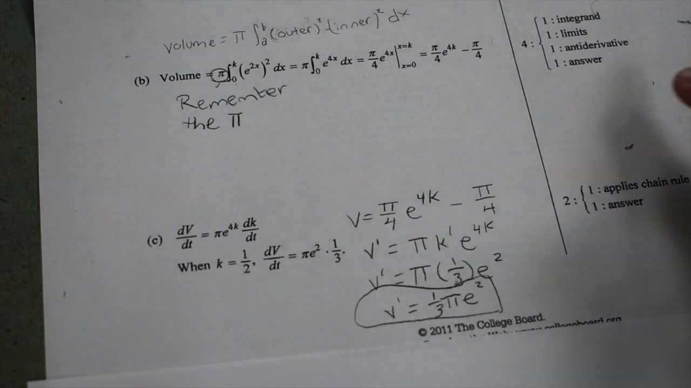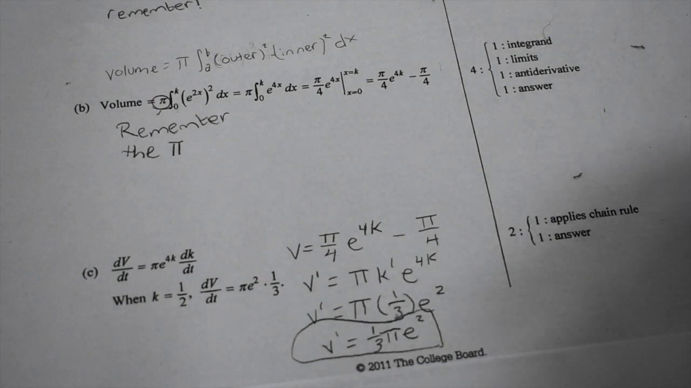The 2 points awarded for this question are applying the chain rule and our answer. That's some pretty simple stuff. It's just really recognizing that this is asking for a derivative, and finding the right answer are the only 2 points. So I hope this helped you, Nick.